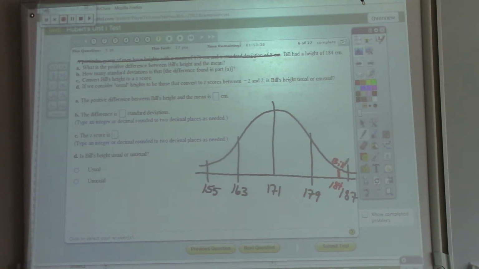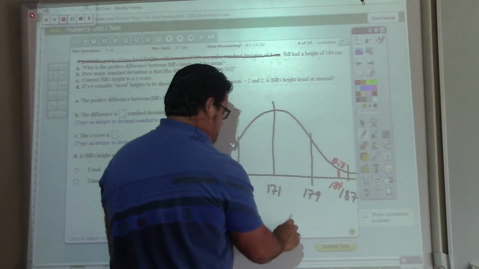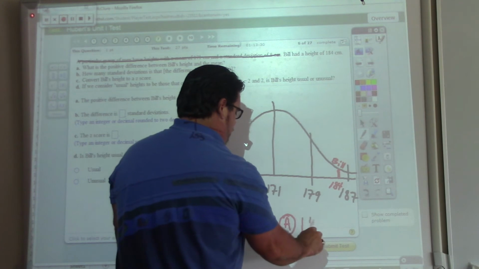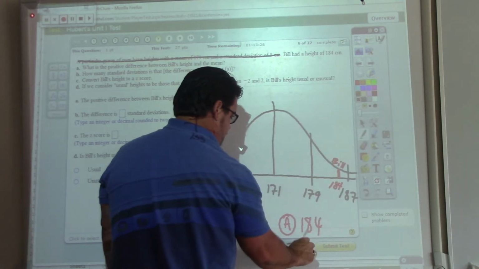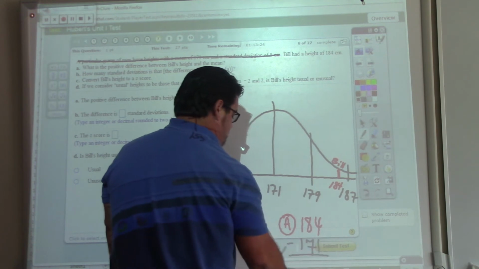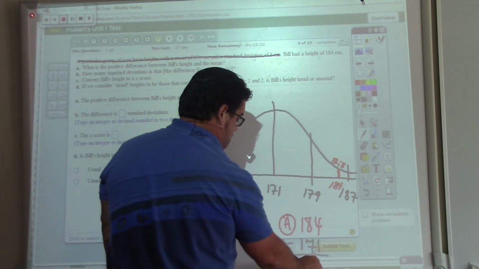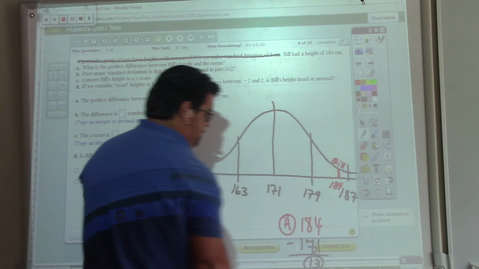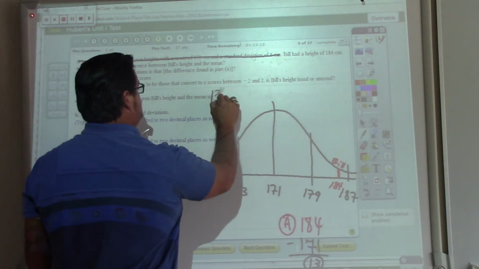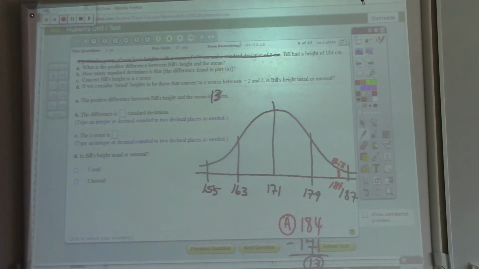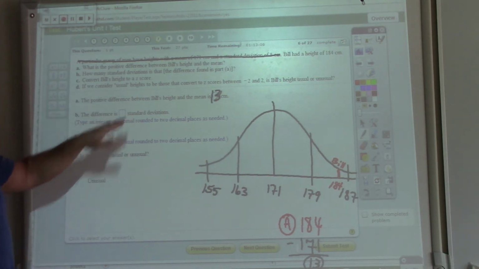What is the difference? Okay, well, that's not hard. 184, this is A. 184 minus what? 171. Somebody give me that number. 13. So 13 is A. The difference is blank standard deviation.